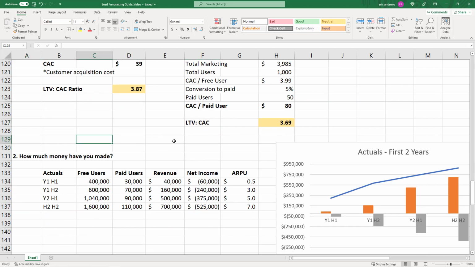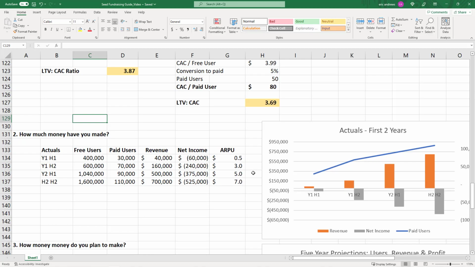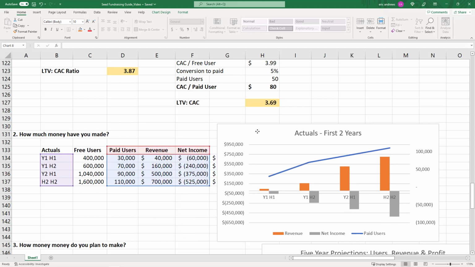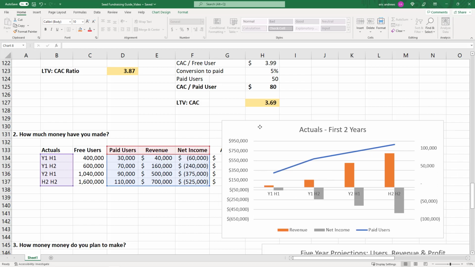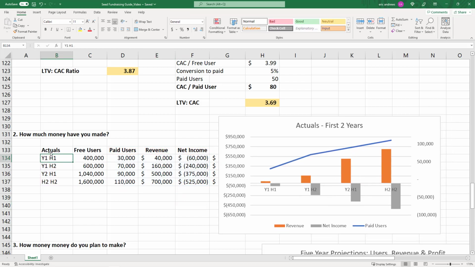Now, how much money have you made? In this case, you just want to show a really simple traction slide with whatever data that you have. So you'd want to show something like, here's over the last couple months, here's our revenue. If you had a first couple years, you could show the first couple years. In this case, I just said, here's year one, H1, so that's the first half. Year one, H2. You could show this quarterly.